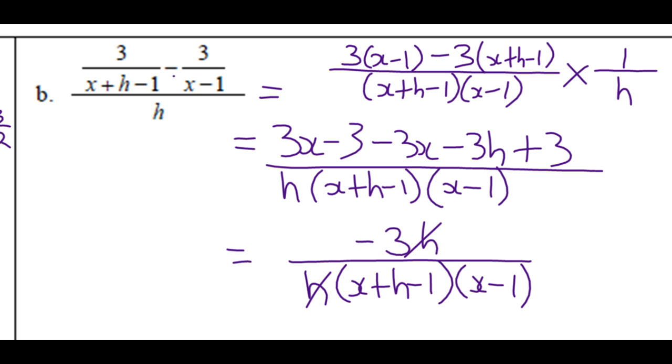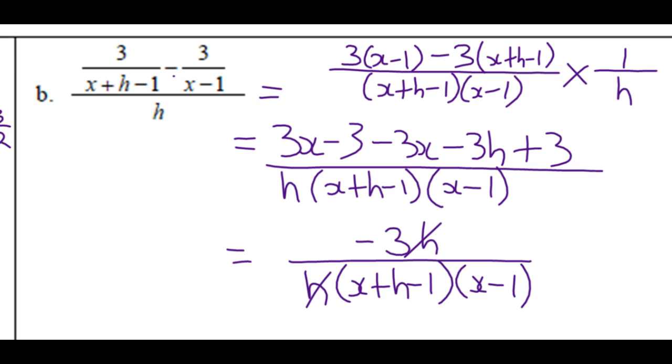Oh, wait, we're supposed to do non-permissible values, which we should have done way back here. Well, what would they be? You'd say something like, well, h can't be 0, right? Because if h were 0, then x can't be 1, right? And then x plus h can't be 1. It didn't ask for them, but you just need to keep in mind h can't be 0, you'd be dividing by 0. x minus 1 can't be 0. And x plus h minus 1 can't be 0.